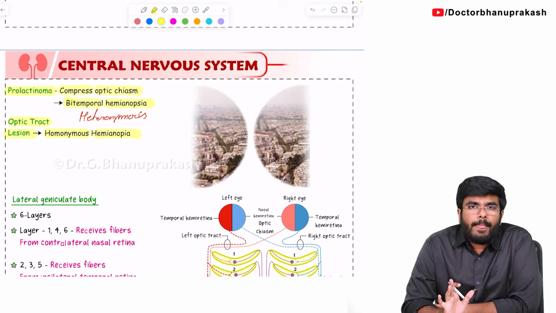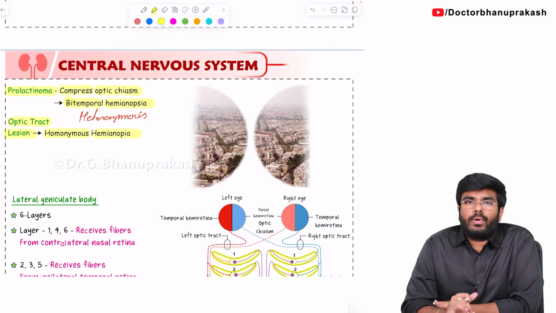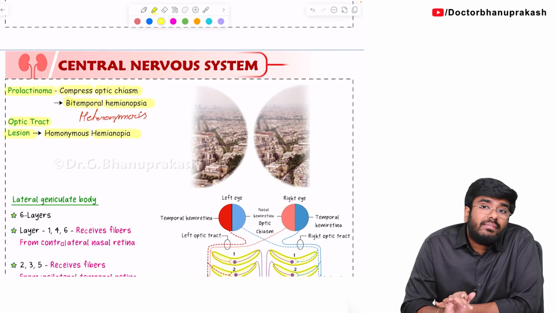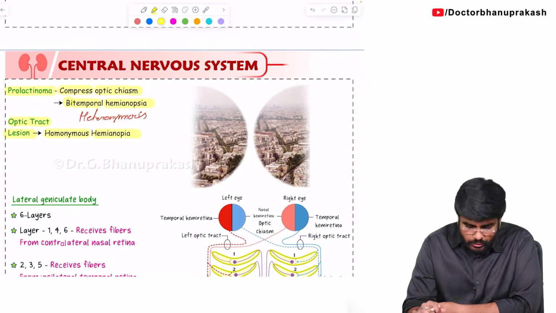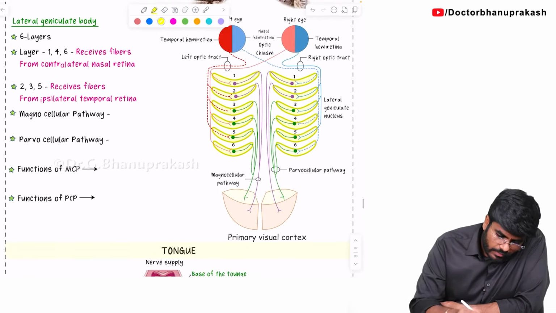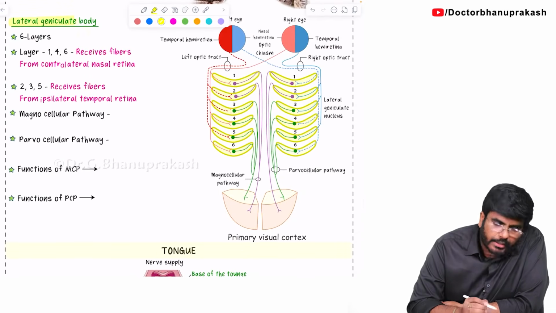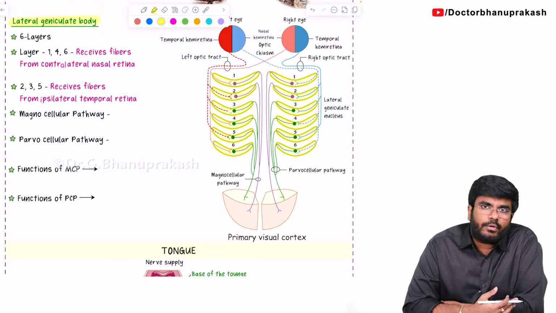So we are done with the optic chiasm and optic tract. Now we have to know where this optic tract is going. The optic tract takes the information to the lateral geniculate nucleus. So now let's take the heading of the lateral geniculate body, or the lateral geniculate nucleus of the thalamus.